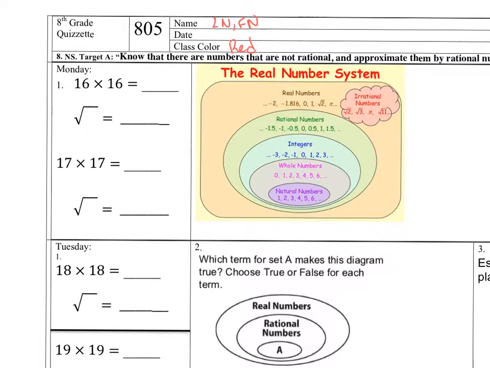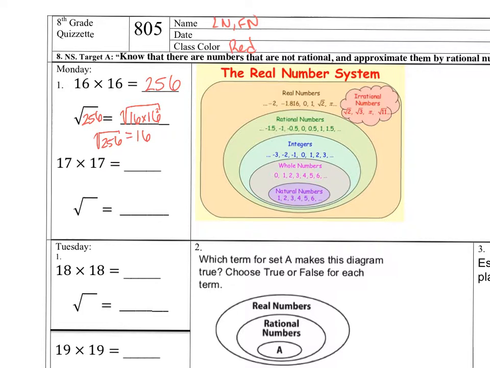I want you guys to get used to these multiples or these numbers. So 16 times 16 is 256. And the square root of 256 is 16 times 16. When there's a pair inside of a square root, you just take one out. So remember, the opposite of a square of a number is the square root. So your answer is 16. The square root of 256 is 16.